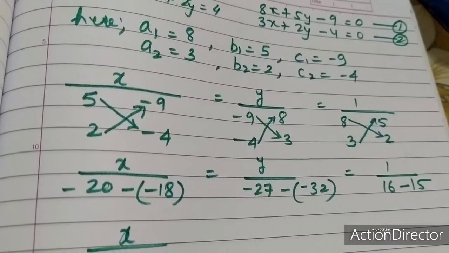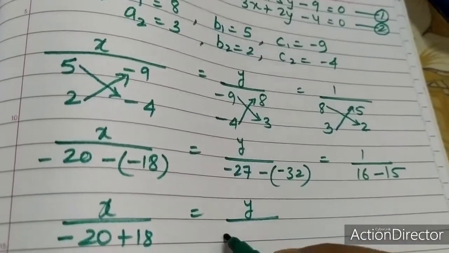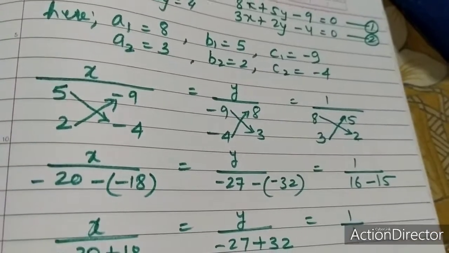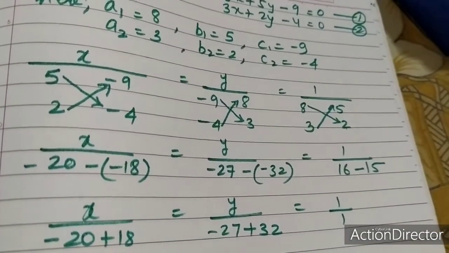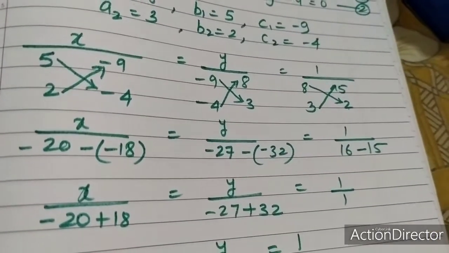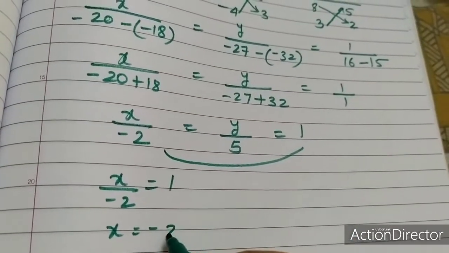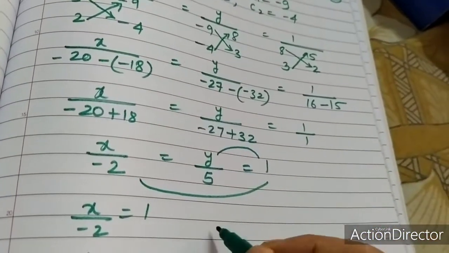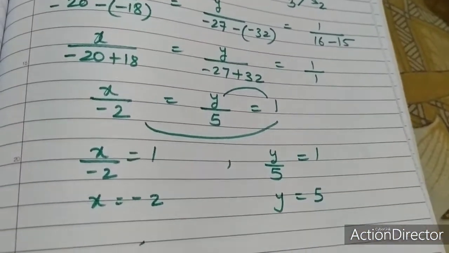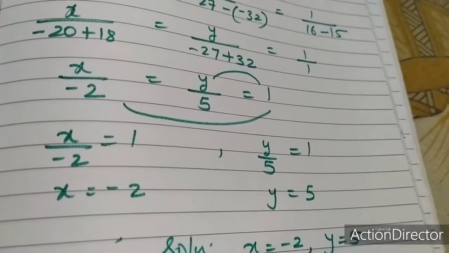Here again, x upon minus 20 plus 18 equals y upon minus 27 plus 32 equals 1 upon 1, which means 1. So x upon minus 2, y upon 5 equals 1. Take these two and equate them. So x by minus 2 equals 1, so x equals minus 2. When you equate these two, y by 5 equals 1, thus y equals 5. Therefore, the solution is x equals minus 2 and y equals 5.